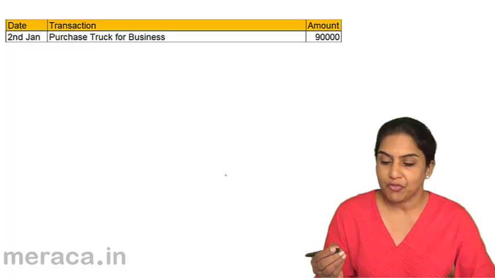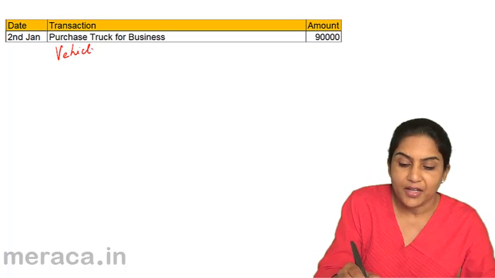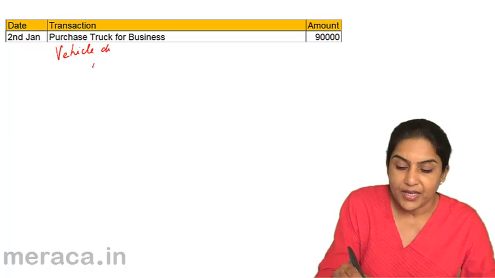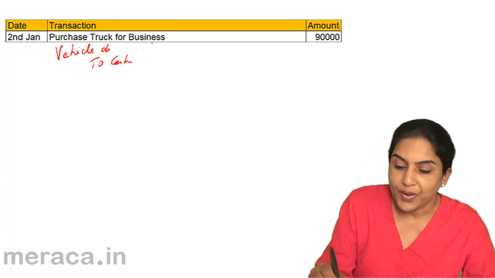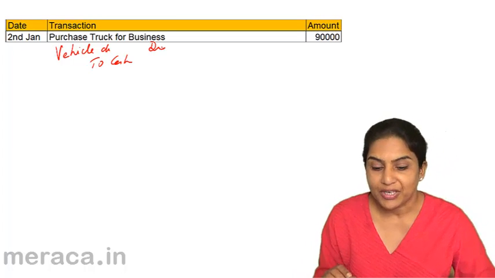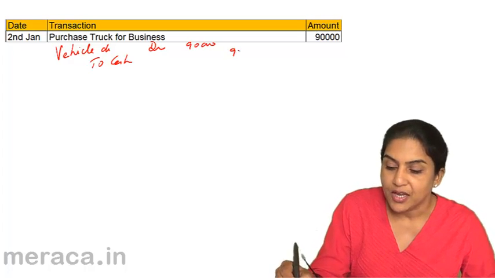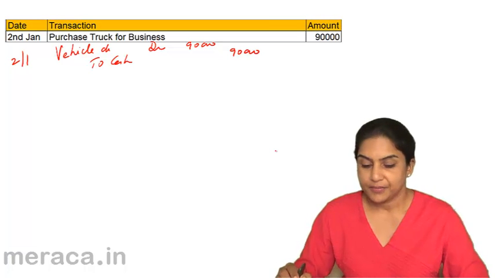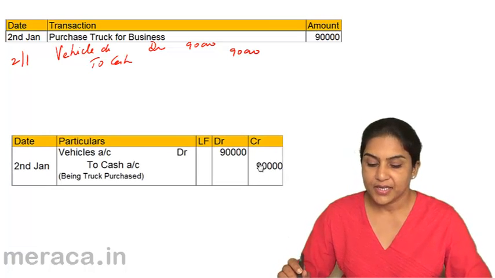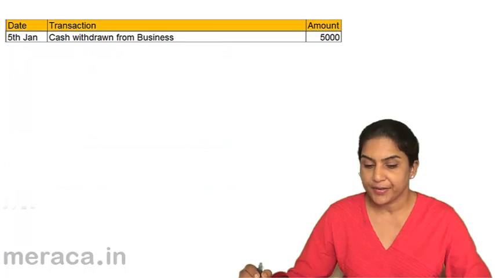So what are the accounts involved here? Here we have two assets. One is, let's call it a vehicle account, and the other one is cash account. Both are assets. Increase in vehicle, so vehicle account is debited. Cash goes out, decrease in an asset. Cash is credited. Amounts being 90,000 and 90,000. This is 2nd Jan. So vehicles account debit to cash 90,000, 90,000. 2nd Jan, date, debit amount, vehicles debit, cash credit.